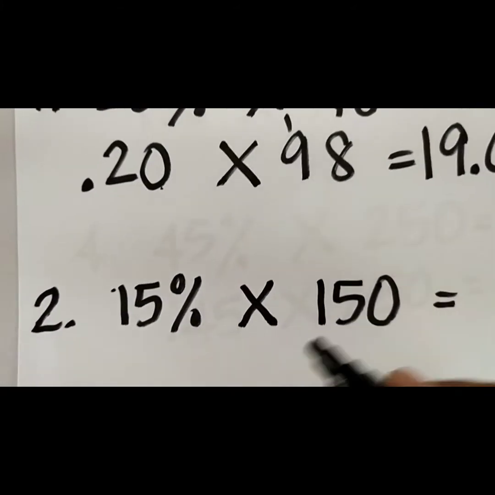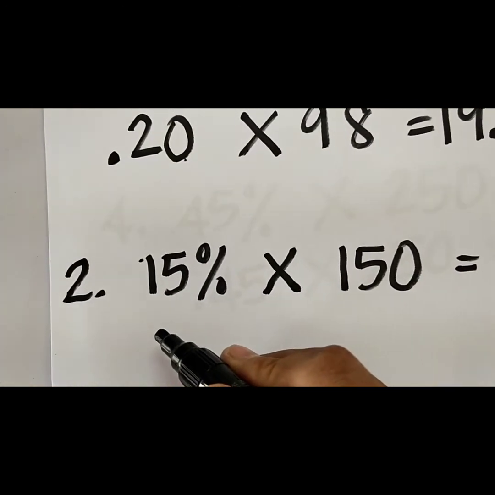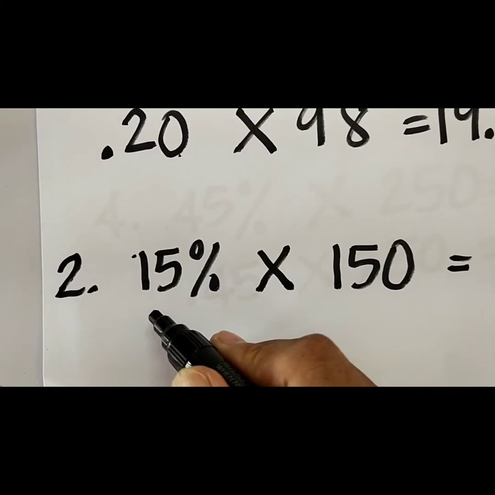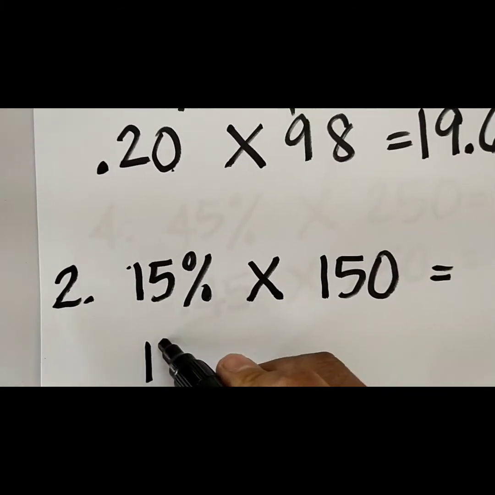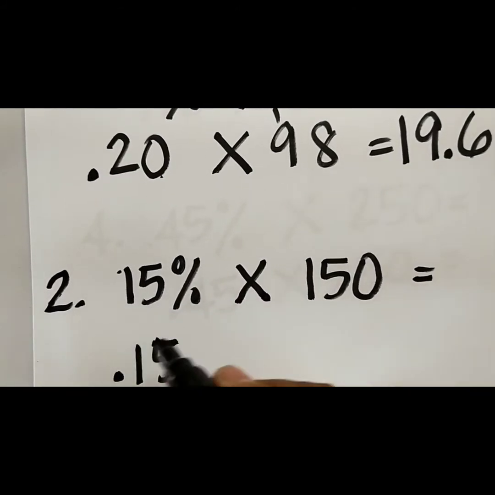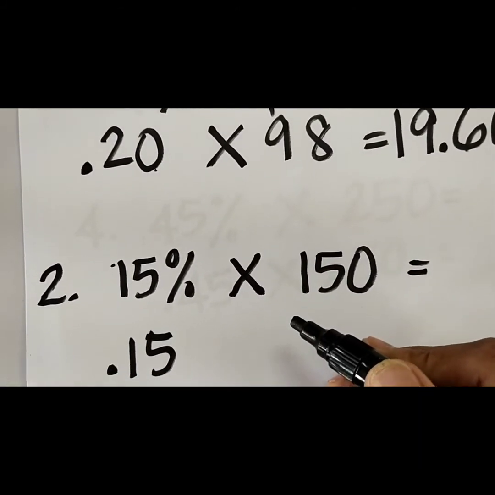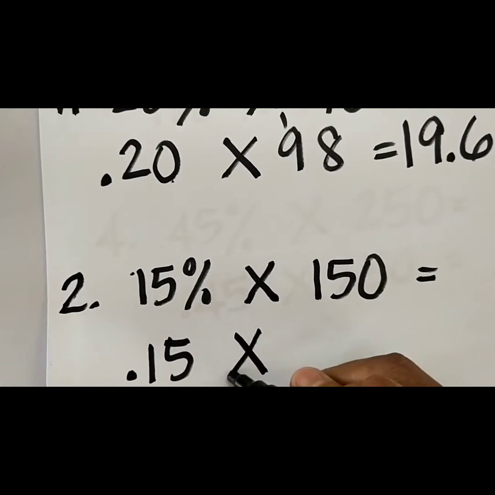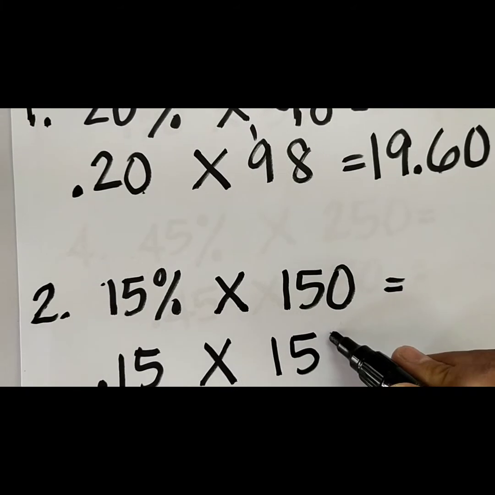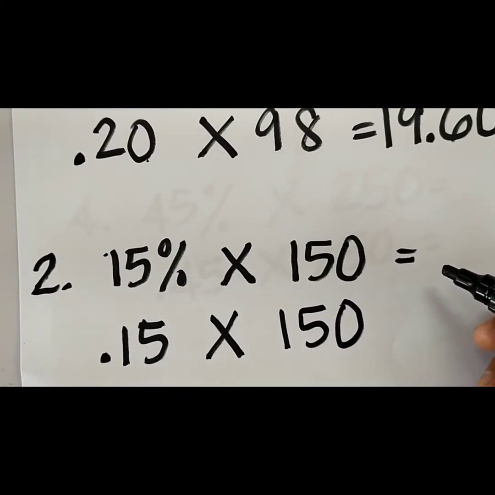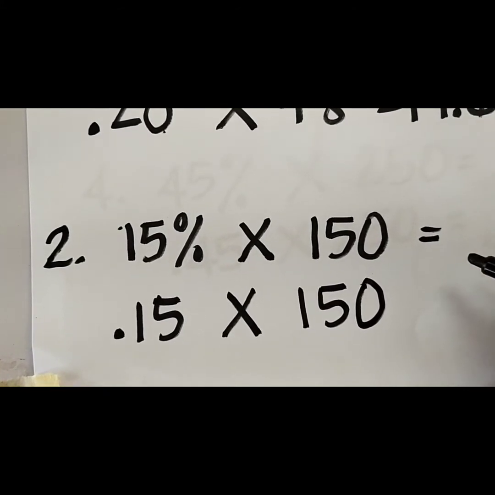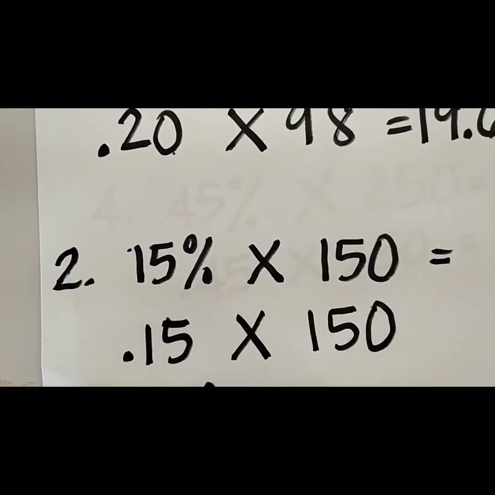So let's go to number 2. 15% multiplied to 150. Change to decimal, so this will become 0.15. Count two places from right to left, insert the decimal point, drop the percent sign, times 150. Okay, again, in multiplication with zeros, we will omit the zero and we will just write that in our final product. So this will only be 15 times 15.